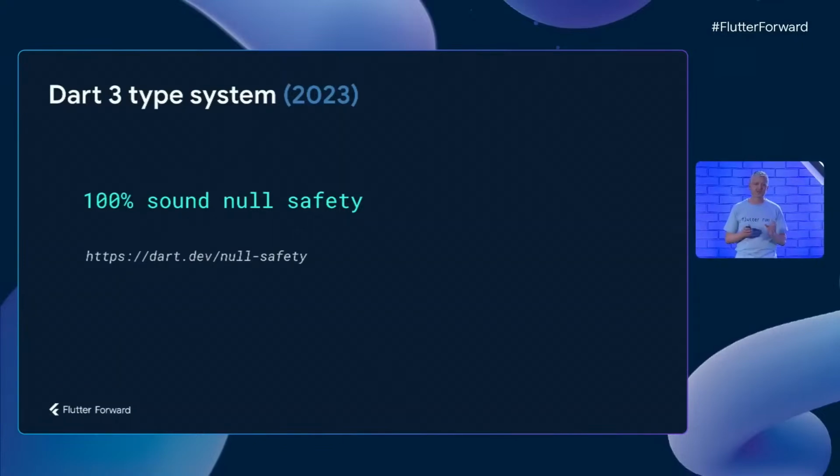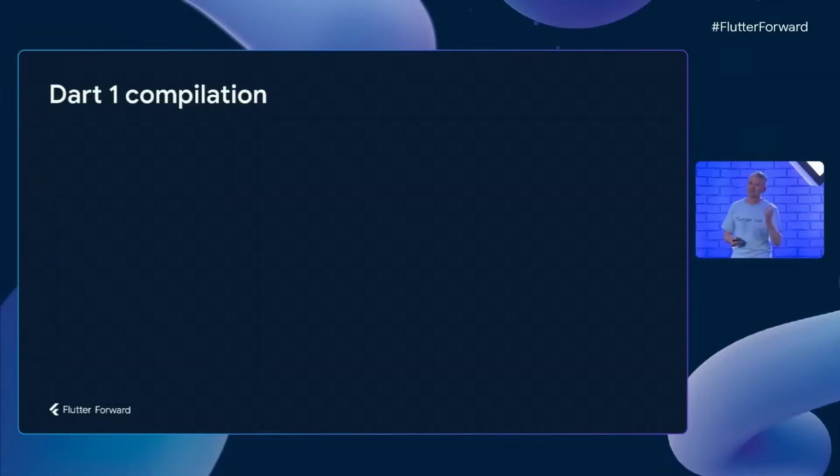But, you know, sound null safety is not just about catching null errors. There is more. Do you care about performance? All right, I thought so. Or hope for it. Sound null safety allows our compilers to trust the types and produce smaller and faster code.